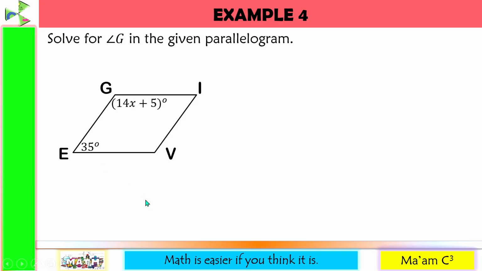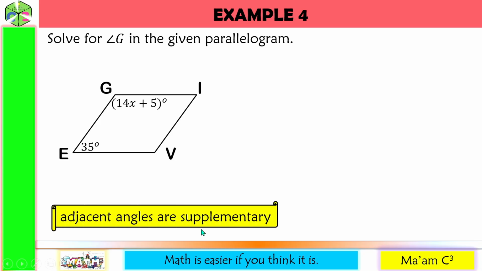Another property of a parallelogram is that adjacent angles are supplementary, meaning two consecutive angles measure 180 degrees. So in this case, angle E plus angle G is equal to 180 degrees. Let us substitute. Angle E is 35 degrees. Angle G is 14x plus 5.